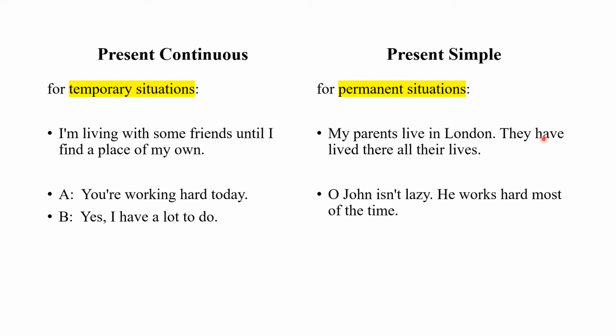While the present simple tense can be used for permanent situations, as we can see in this example, my parents live in London. They have lived there for their lives. Or, John isn't lazy, he works hard most of the time. In both these examples, we can see that the situation is permanent.